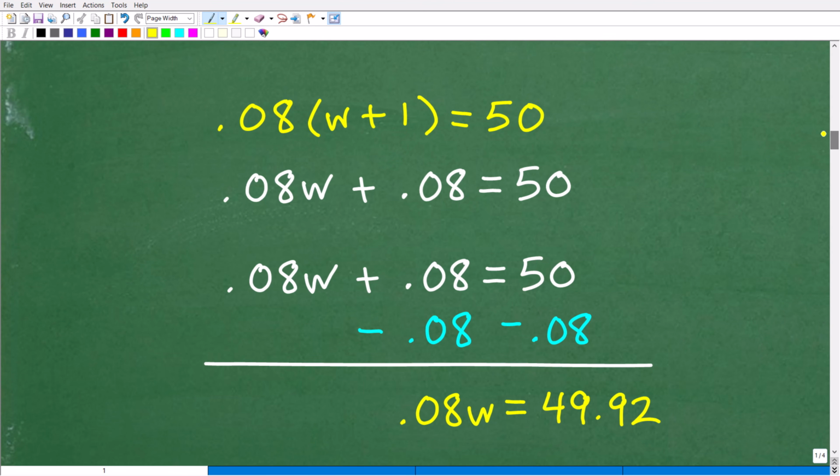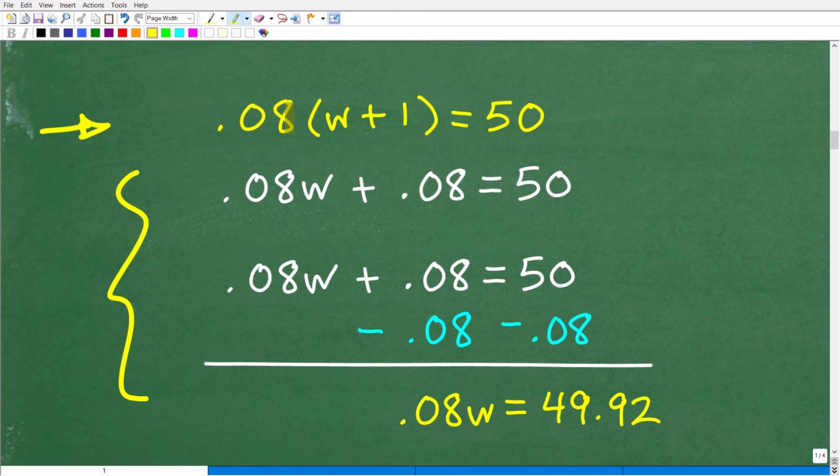Okay, so here's our equation: 0.08 times (w plus 1) is equal to 50. What we're going to be doing here is solving a basic linear equation, a one-variable linear equation. This is the kind of stuff you will learn in basic algebra, pre-algebra. So if you don't know how to do this, don't despair. I'll walk through the steps, and I'll give you some quick suggestions on how you can learn all of this stuff if you're interested in learning it, or if you need to learn it.